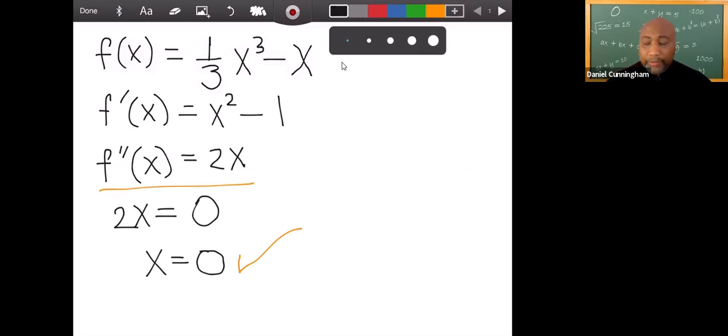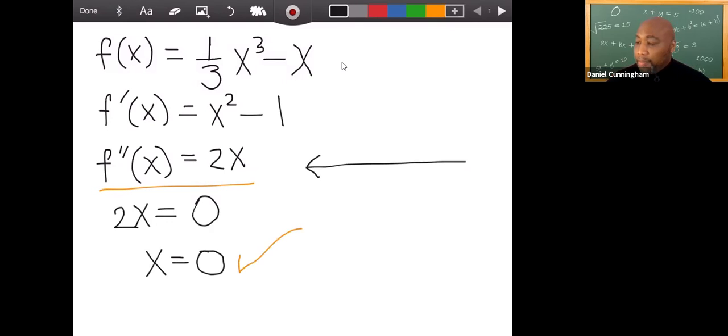And just like we did with the first derivative test, we're going to make a number line, and we're going to use those critical points, or point, in this case we have 1, to create different intervals. So in this case, we have 2 intervals, interval 1 here and interval 2 here. We're going to choose numbers that are less than 0 and numbers that are greater than 0 and plug them into the second derivative. Make sure we plug them into the second derivative.